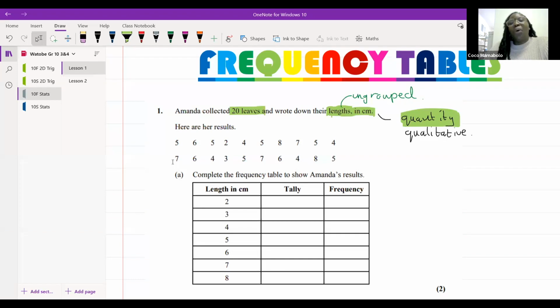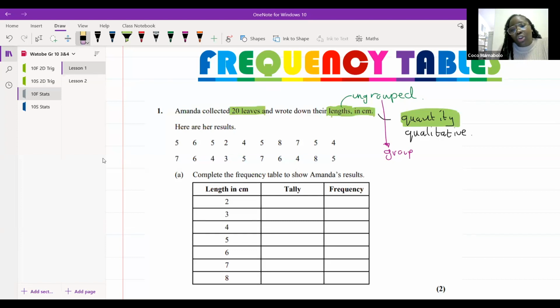Okay. All right. So we're going to take this ungrouped data and we're going to group it. Okay, so it says here, guys, that she measured the length in centimeters. Do you see how she's only included the centimeters between 2 and 8? She's picked an interval, between 2 centimeters and 8 centimeters. And now we need to go count.